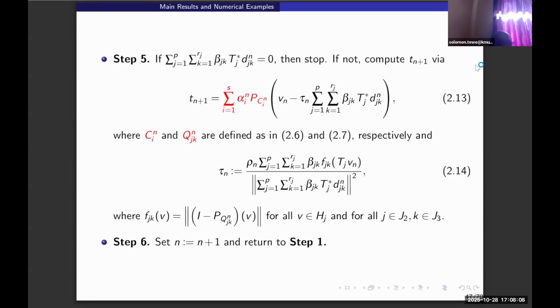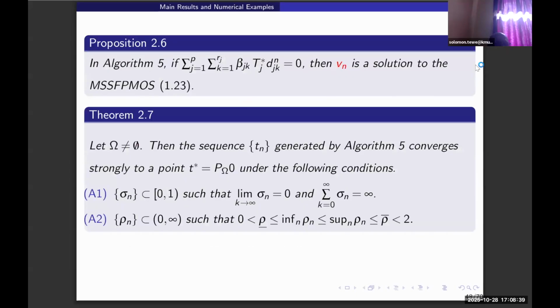This is the major step, 2.13, where we have a double summation that comes from the generalized Fermat-Torricelli problem, and we have another summation outside. So this is a problem which solves the multiple set split feasibility problem with multiple output sets. Our method is a self-adaptive method, as you can see by 2.14. So we state Proposition 2.6 here, which shows that Pn is a solution to the multiple set split feasibility problem with multiple output sets, and then we prove strong convergence to the projection of our solution set omega here. We have considered two conditions here.